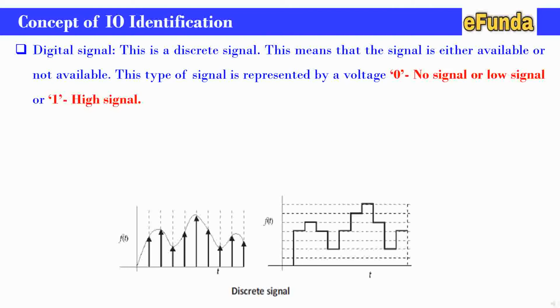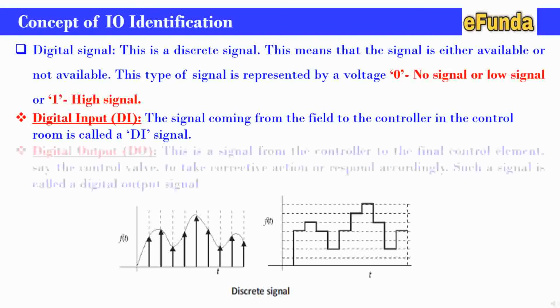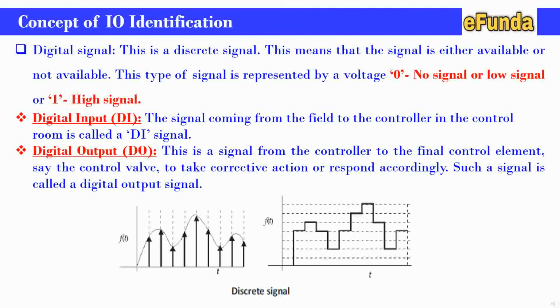One can analyze how the step function is done, and accordingly it will be easy to understand digital input, that is a DI. The signal coming from the field to the controller in the control room is called a DI signal. The digital output, that is a DO. This is a signal from the controller to the final control element, say the control valve, to take corrective action or respond accordingly. Such a signal is called a digital output signal.